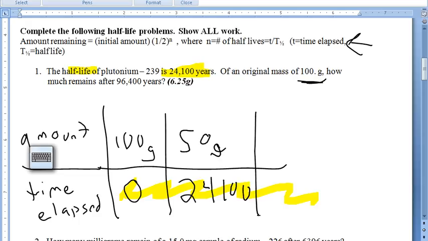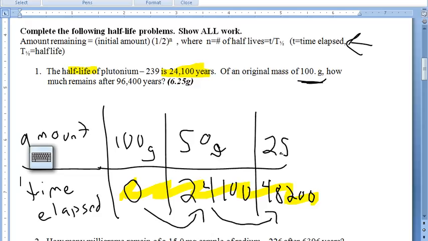And we'll do it again for the next half-life, which will be an additional 24,100 years, which brings us to 48,200 years. And then half of 50 is 25 grams. And that doesn't quite get us to 96,000, so we have some ways to go.